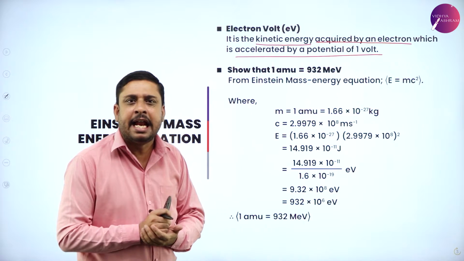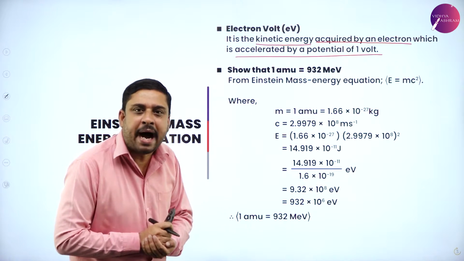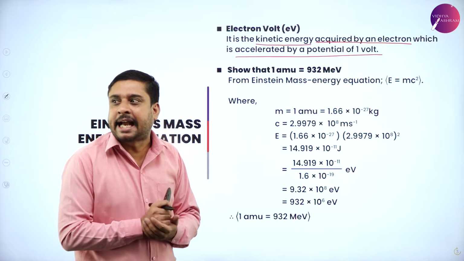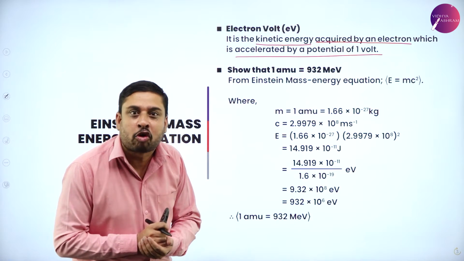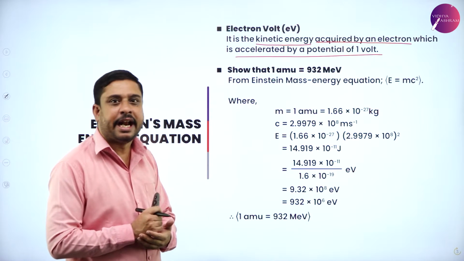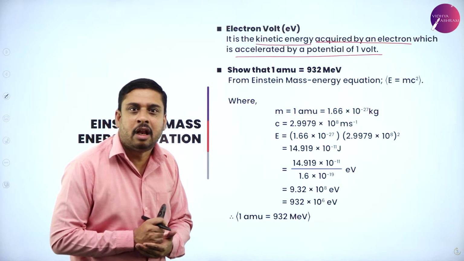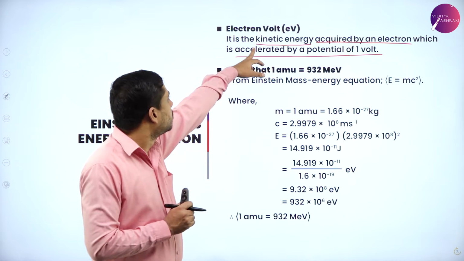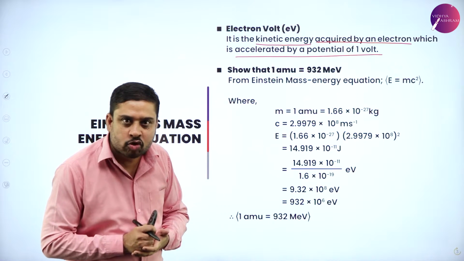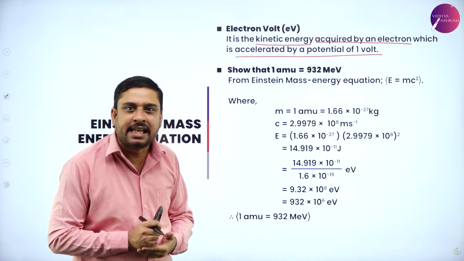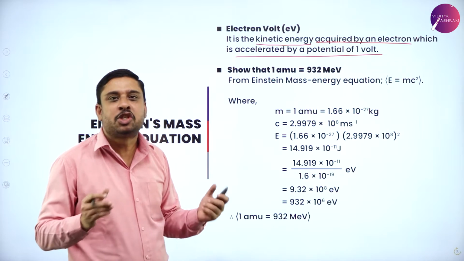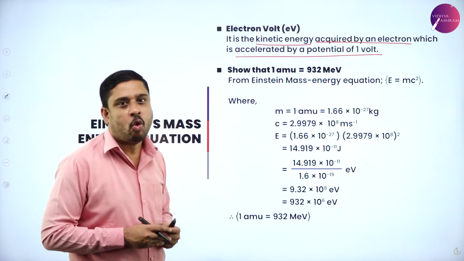We say electron volt is nothing but the kinetic energy. Who is acquiring that kinetic energy? It is the electron. On what condition? When it is accelerated by a potential of 1 volt. So, kinetic energy acquired by an electron which is accelerated by a potential of 1 volt. And that is what we call electron volt.